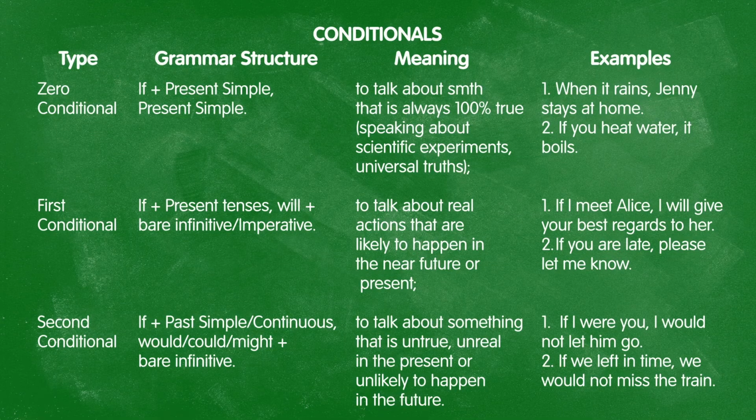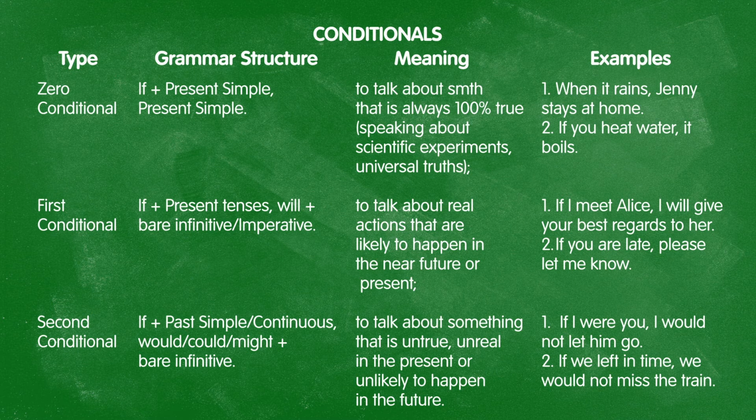Now, let's summarize the grammar rules following conditionals by looking at these tables. In the zero conditional, we use if combined with the present simple tense and the main clause in the present simple tense to talk about something that is always 100% true. Universal truths, scientific experiments, just like if you heat water, it boils.